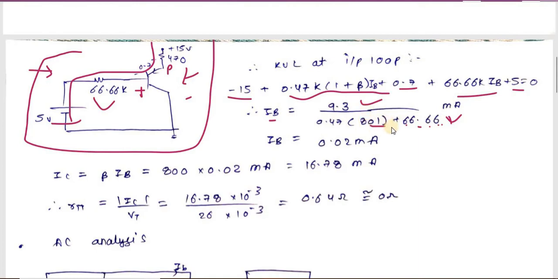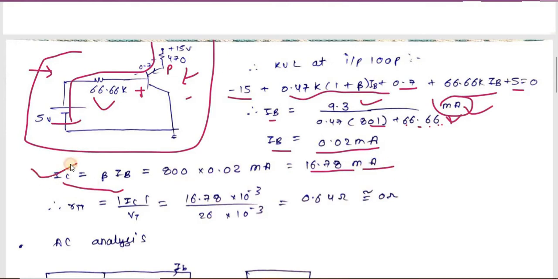already taken resistance in kilo ohm, so our current will be in milliampere, okay, or you can think in this way that your K is taken common and 1 upon K is nothing but milliampere. Okay, so our IB, if you simplify it, you will get 0.02 milliampere. Okay, and we know the relation that IC is simply beta IB, so our answer will be 800 into 0.02 milliampere, so we will get IC as 16.78 milliampere.